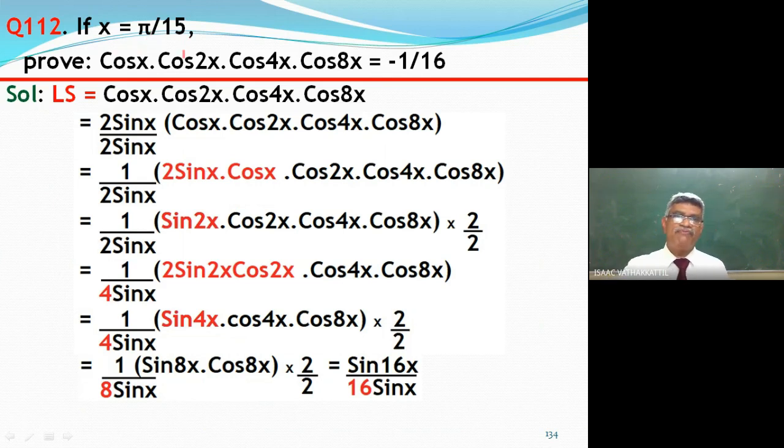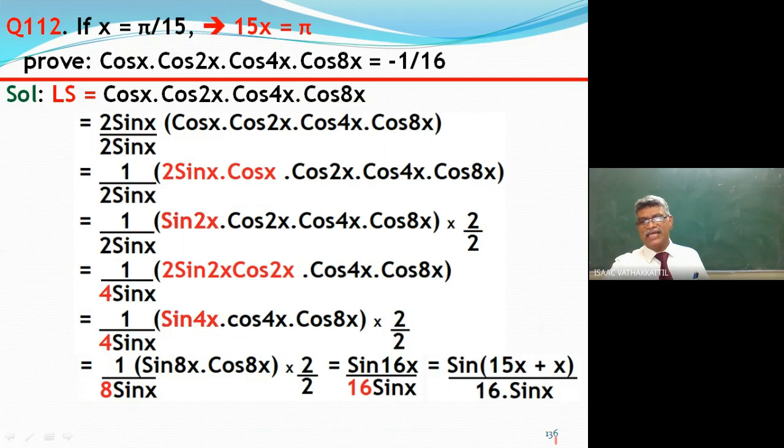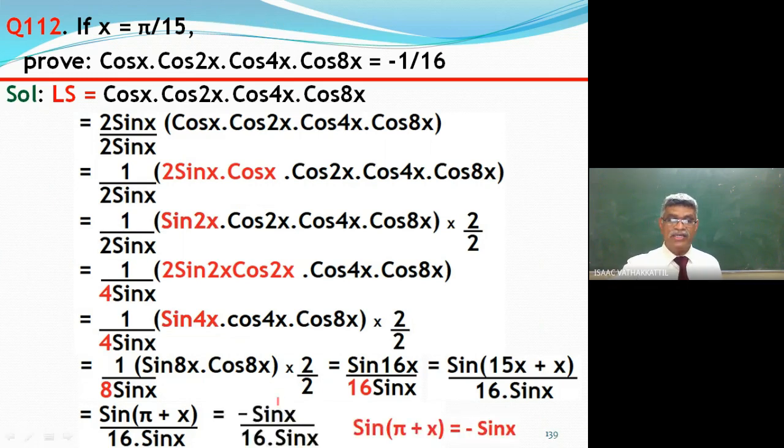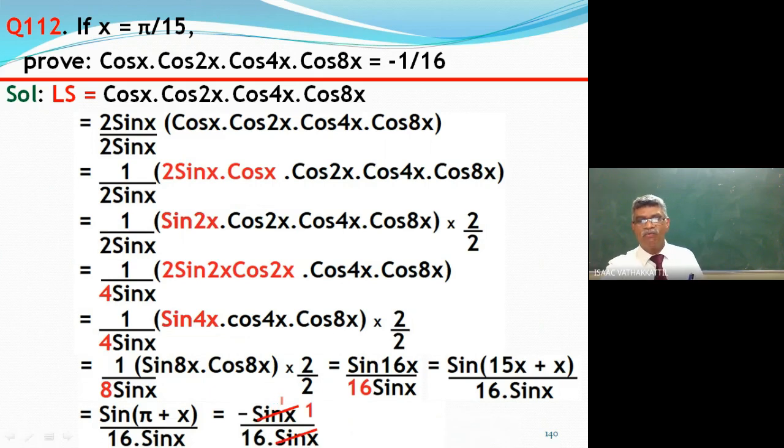x equal to pi by 15 means 15x is pi. So 16x I can write as 15x plus x, which is pi plus x. And what is sin of pi plus x? Minus sin x. That is minus sin x by 16 sin x. Sin x goes, that is minus 1 by 16.